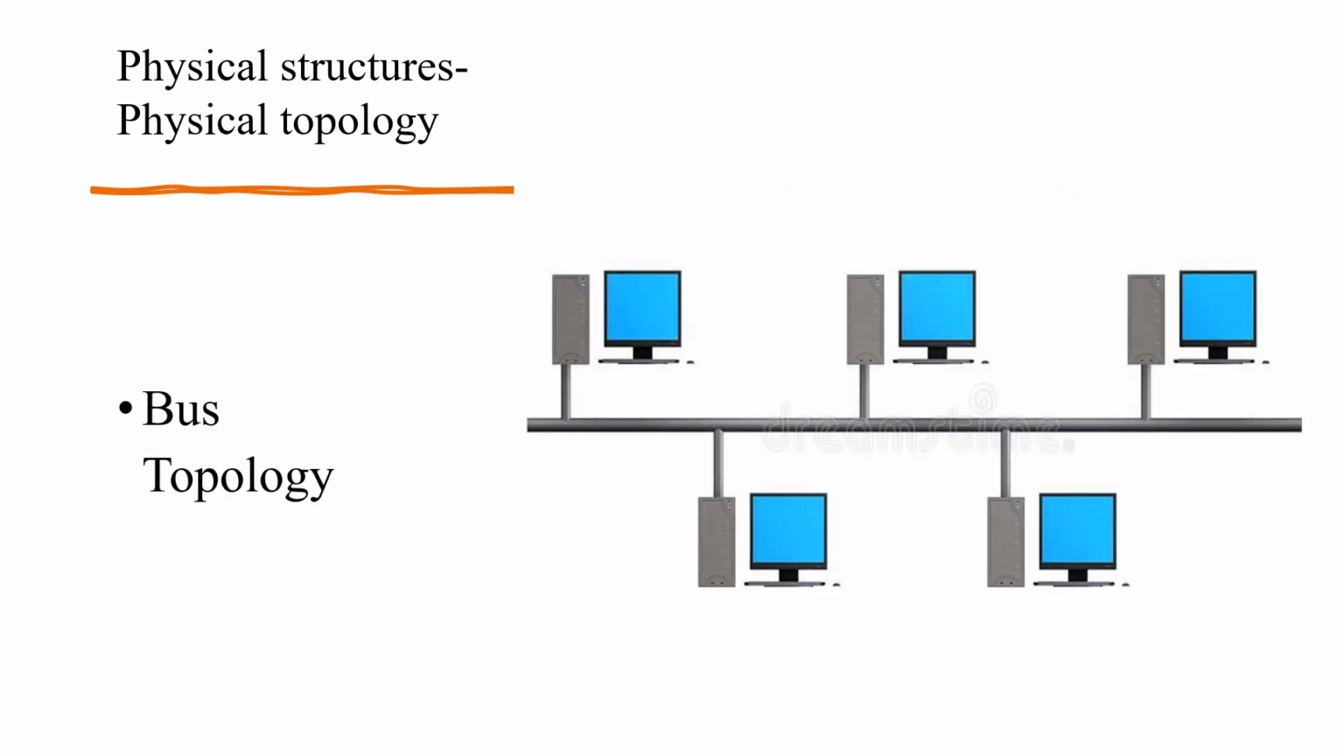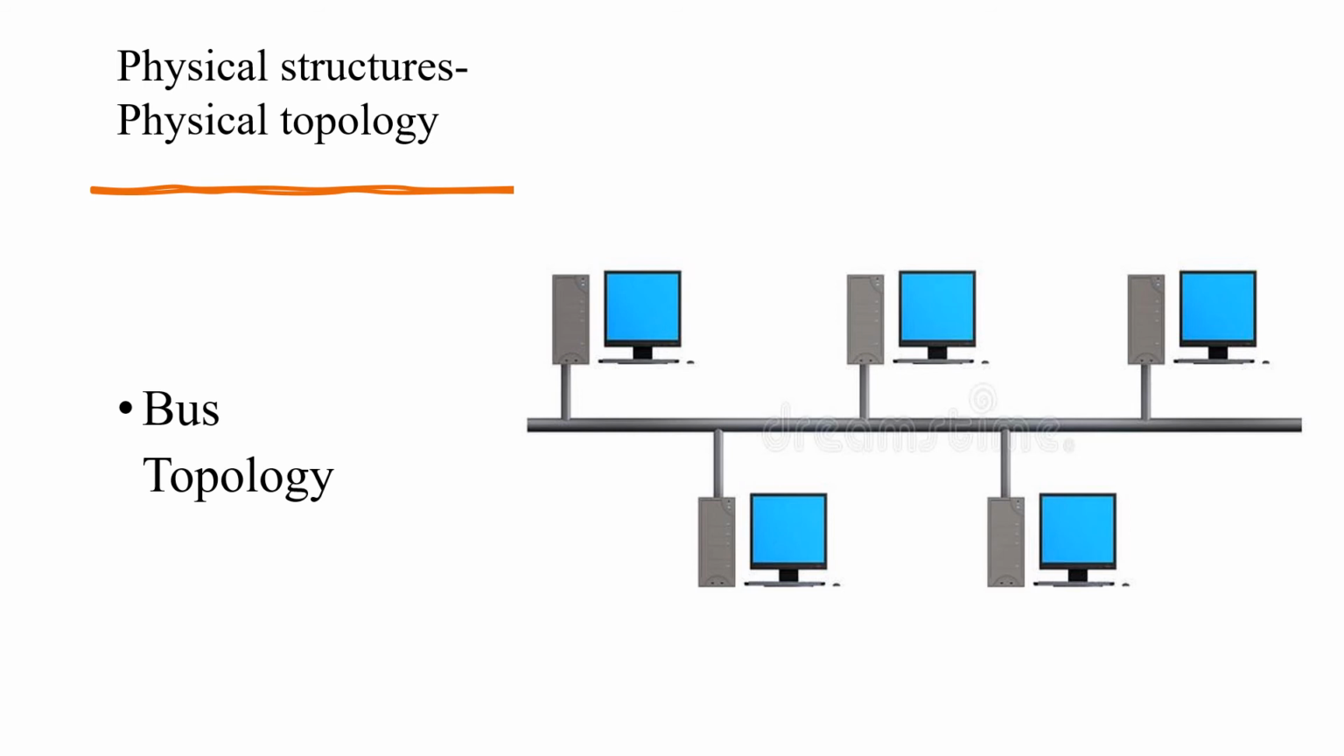The bus topology has a multipoint connection. One long cable acts as a backbone to link all the devices in a network. Nodes are connected to the bus cable by drop lines and taps. Now a drop line is a connection running between the device and the main cable. A tap is a connector that either splices into the main cable or punctures the sheathing to create a contact with the metallic core. Signal travels along the backbone.